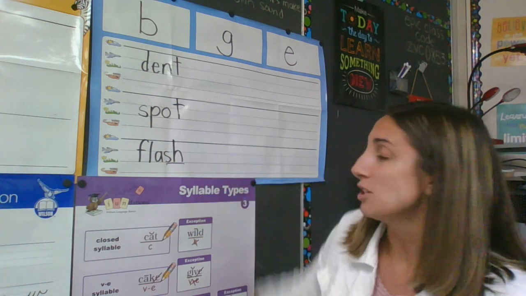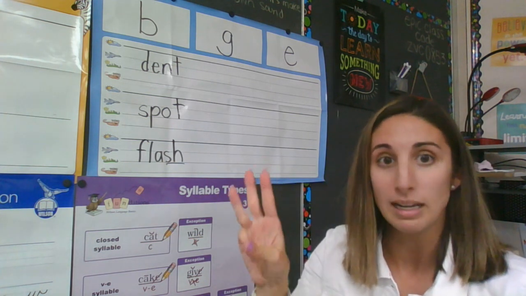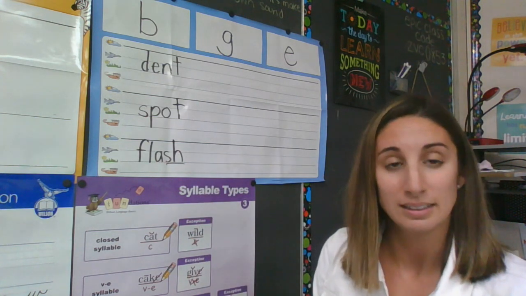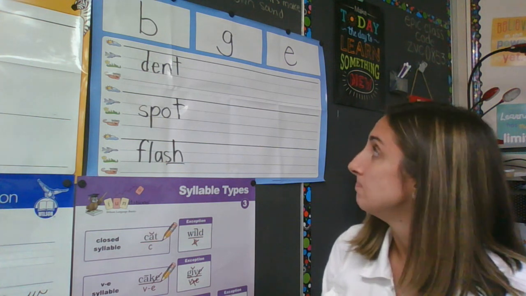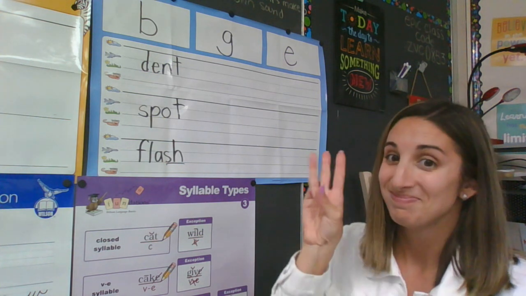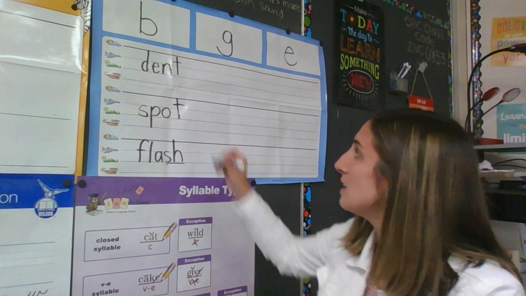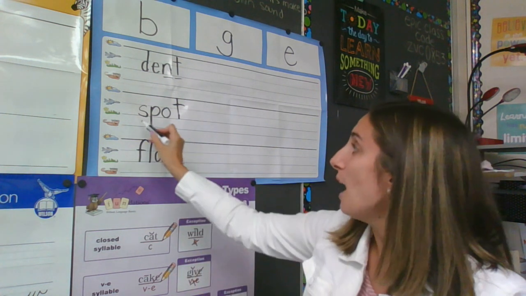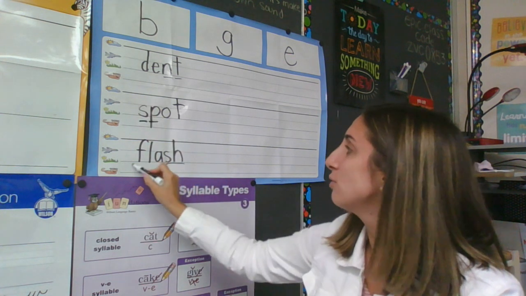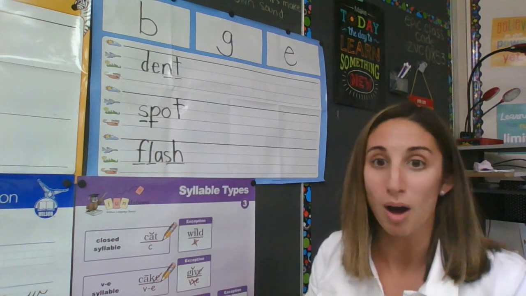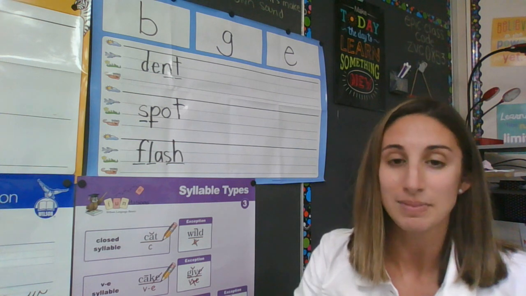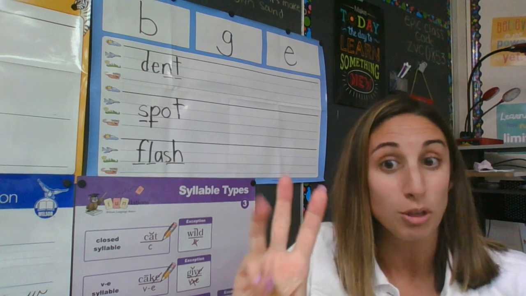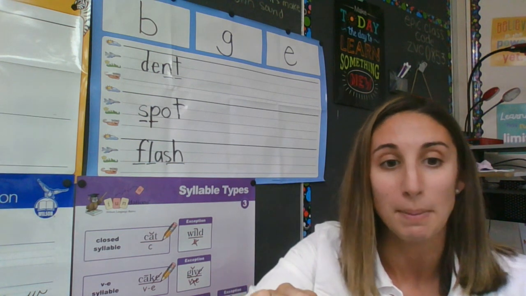And then my next question, 0, 1, 2, or 3, how many of those words has a blend? Hopefully you're at 3 because look, dent has a consonant blend at the end, spot has one at the beginning, and flash has one at the beginning. So all 3 of those has a blend. All right, get ready, have more room because next we're going to do 3 nonsense words to wrap up our lesson today.